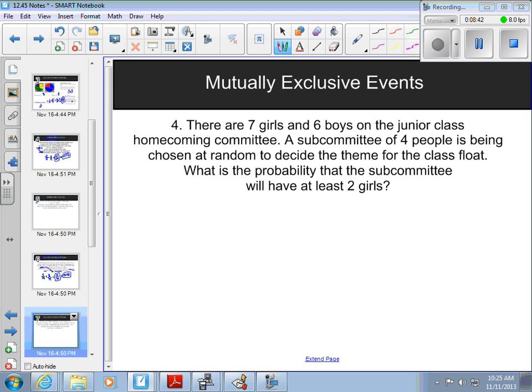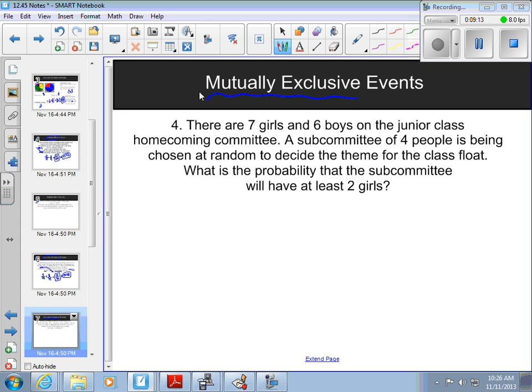It says there are 7 girls and 6 boys on a junior class homecoming committee. A subcommittee of 4 people is chosen at random to decide the theme for the class float. What is the probability that the subcommittee will have at least 2 girls? All right, so with these you have to figure out, is it independent or mutually exclusive? These would be mutually exclusive events because you cannot be both a boy and a girl here.